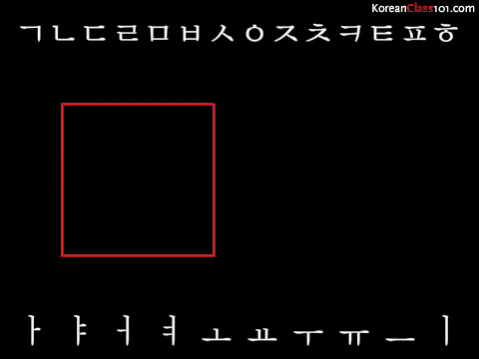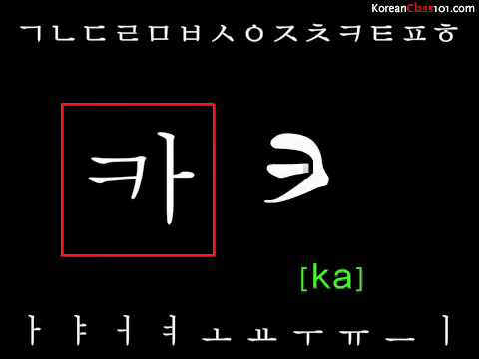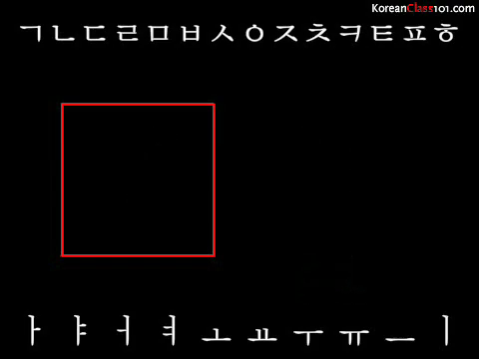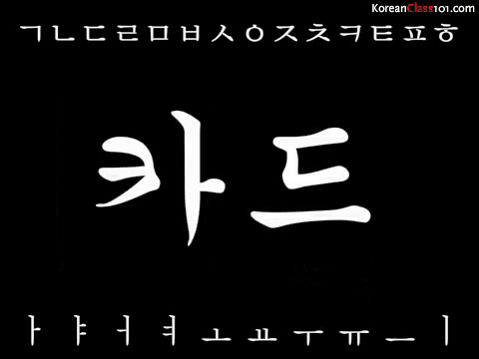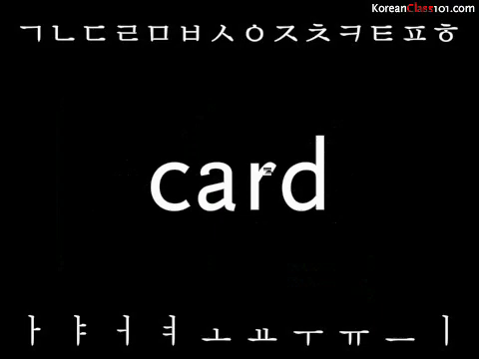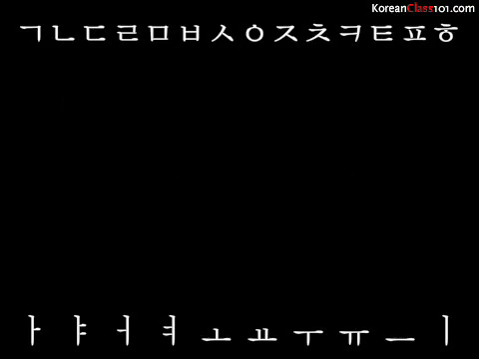So first we have our first consonant, 기역, which has a K-like sound, and our first vowel, 아, which has an A-like sound. And this is 카, the first syllable of our word. Our second syllable starts with the consonant 디귿 and the vowel 으. Put these two together and we get 드. So if we put these two together, we get card.